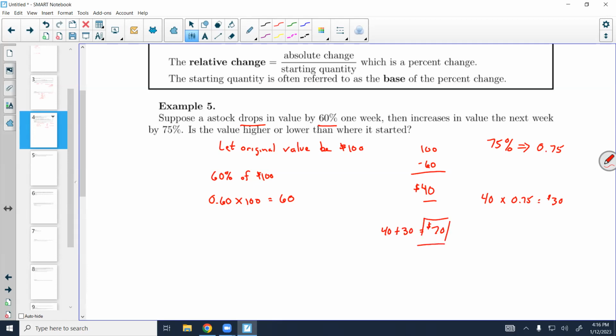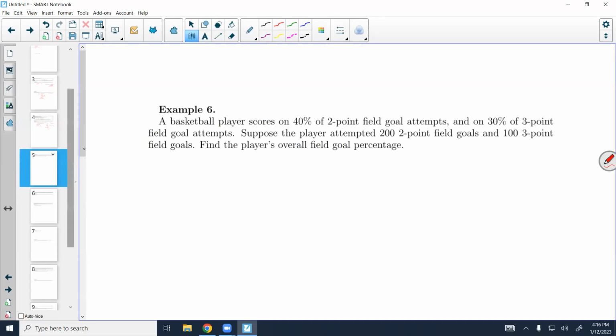And the question is, is the value higher or lower? And it appears to be lower, right? This is where you have to be careful with percentages. It only dropped by 60% and then it went up by 75. So shouldn't it be more? So you have to be careful when dealing with percentages. Any questions on this? Everybody got it? Okay.